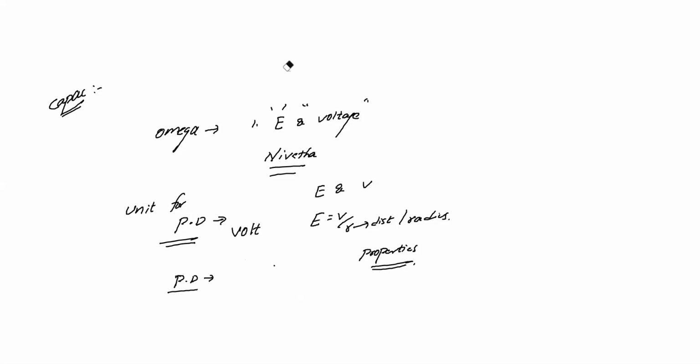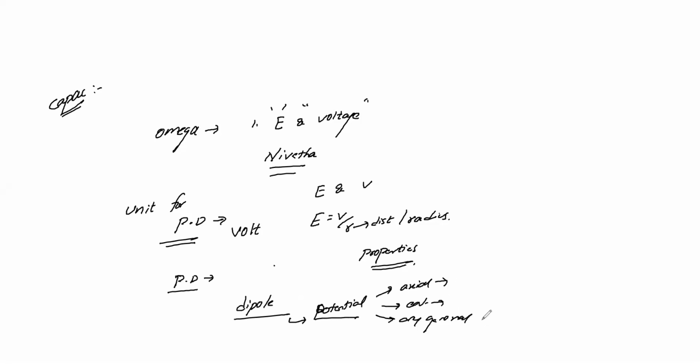Okay, let's see about your dipole. Under dipole, we have seen 3 applications, right? Let's see about your potential. Under potential, there are 3 applications. One is your axial, one is your equatorial, and one is your any general point. So what are the relations for axial, equatorial, and any general point for a dipole?